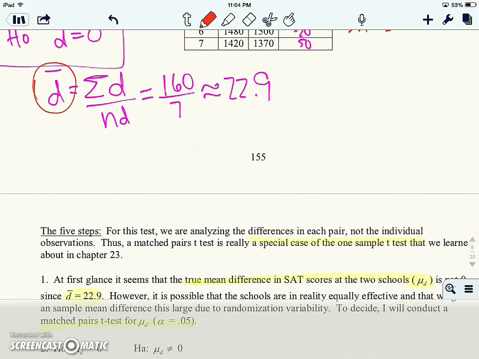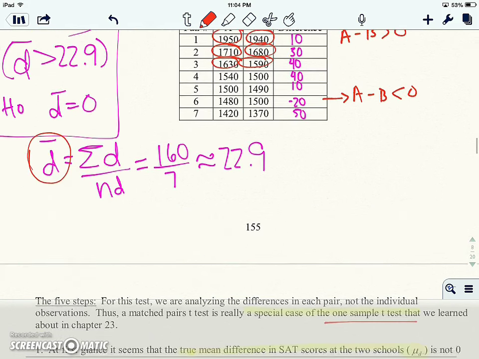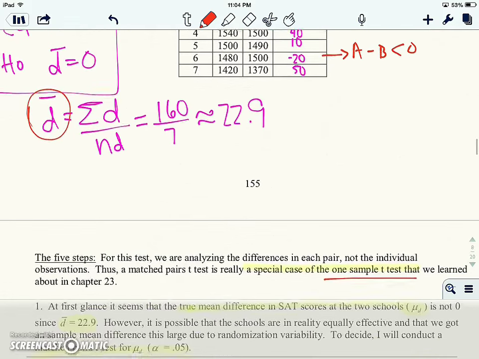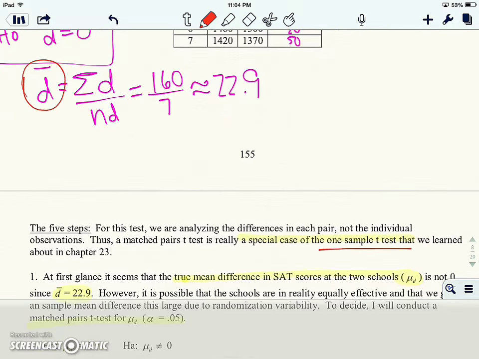We can then use a one sample t-test because we have now combined two different samples into one list or one set of data, and that's the data of the differences. And if we put that in the calculator, it'll allow us to check our hypothesis. So here's the 5 steps for that.